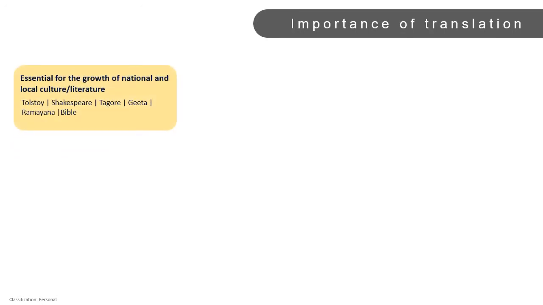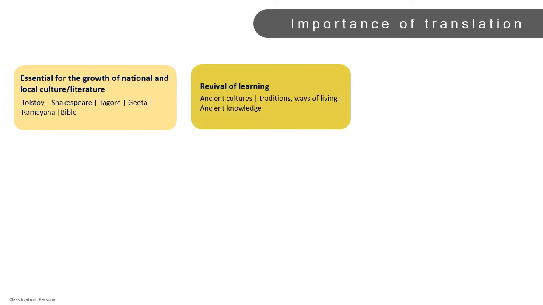Coming to another very important aspect, that is the importance of translation. The foremost importance that I consider of translation is that it's essential for the growth of national and local culture and literature. For example, if you want to know about the 16th century European world, all you need to do is pick up a Shakespearean book and just read it and understand how it must have been. If somebody wants to understand Indian culture, all they have to do is pick up a Ramayana or maybe any other book and then just figure out the culture, explore it. So yes, it's a door to see several other cultures and traditions and explore literature. Without translation, it's really not possible.